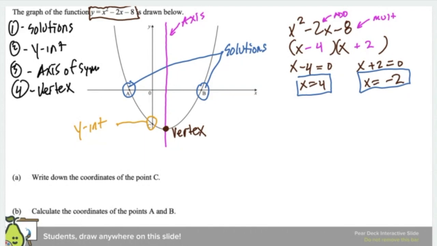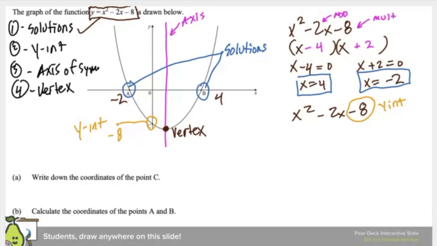Let's match them on the graph. I can say this one has to be 4 because it's positive. This one has to be negative 2 because it's negative over here. So I've got my solutions. Do I have a y-intercept? Remember, the equation gives you your y-intercept. This number is your y-intercept. So then, oh, I know that this has to be negative 8. So you see now I'm filling in as I go. I can almost fill in this whole picture.